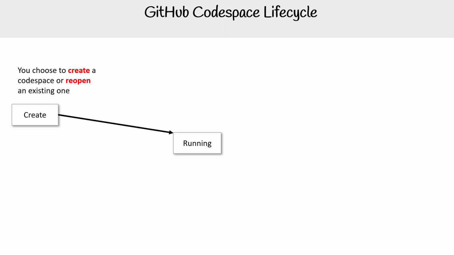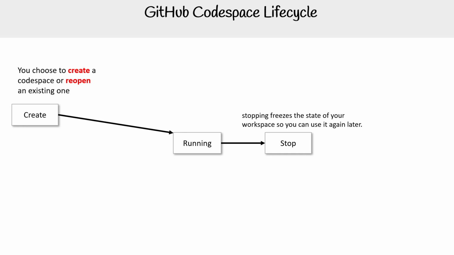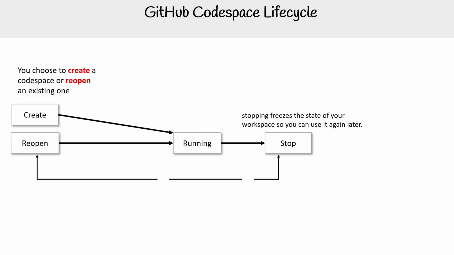Once our codespace is running, we can stop it. And of course, stopping it freezes the state of your workspace so you can use it again later. And the idea is that if we want to reuse it, we just reopen it and it'll run again.